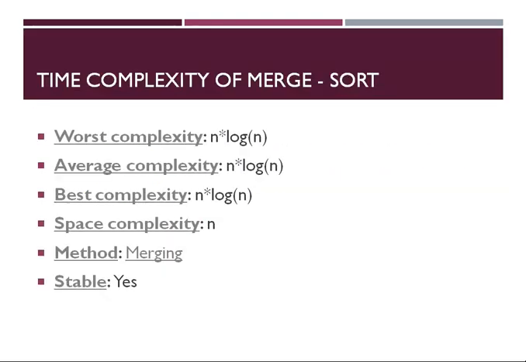Now the time complexity for merge sort, in the worst case, is n log n. In the average case it is n log n, and in the best case also it is n log n. Okay, the space complexity is that of n, where n is the number of elements we have. The method here is a merging mechanism, and this is considered the most stable algorithm here.